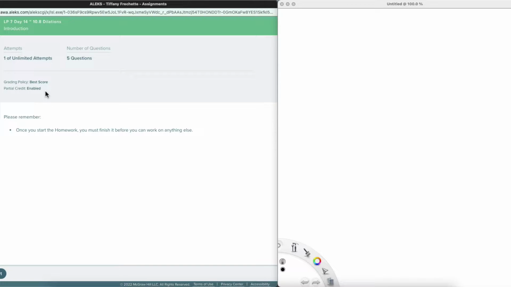Partial credit is also enabled, so if you answer 1 to 5 questions correctly, you get credit for the one question, or within a question, if there's more than one answer, you can also get partial credit within a question as well. So it's just enabled there.